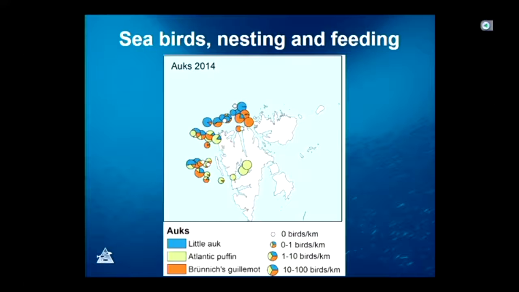Then we have the seabird observations too. We see where they are in relation to the cruise track that we made, and we also see that they are different species, and we need to take that into consideration too when they are nesting, when they are feeding. How do human activities fit into that one?